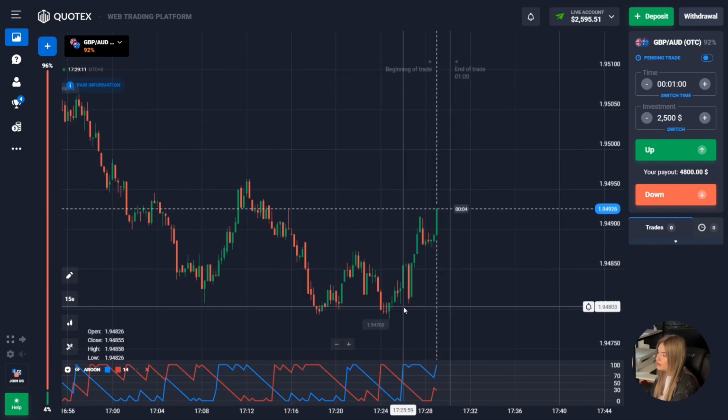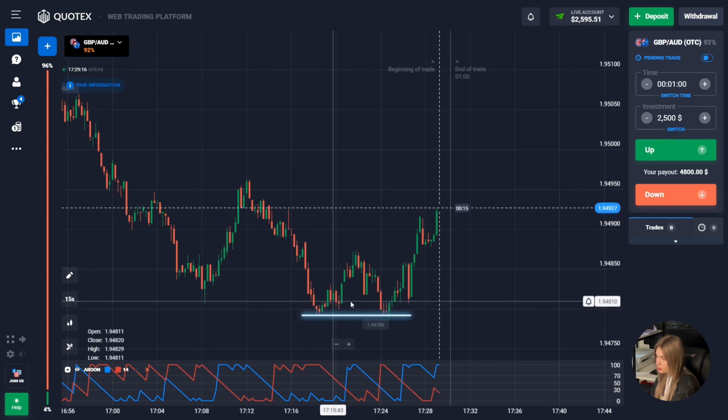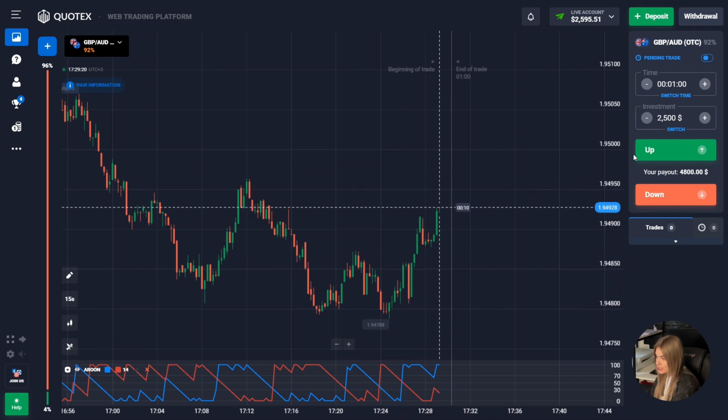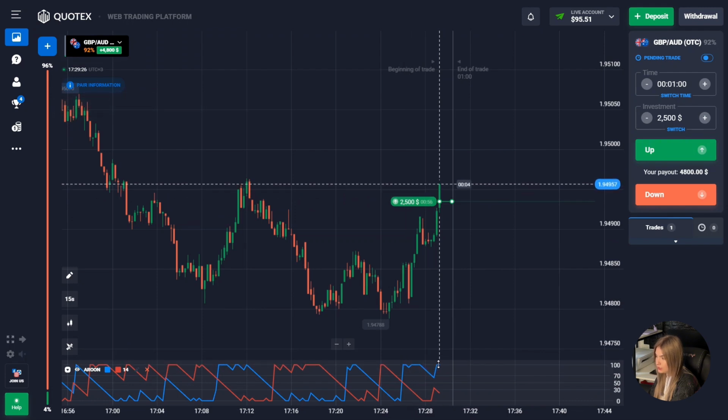As you can see, we have a level of support down here, and at the moment the price is bouncing up from this level. In such case, we will open the deal up because earlier we had a sliding intersection and the blue line continues to move from above.